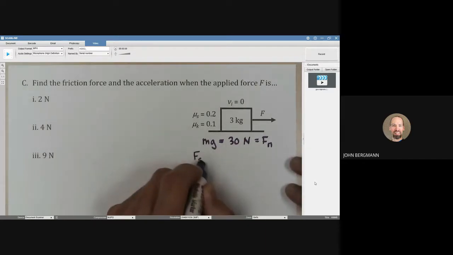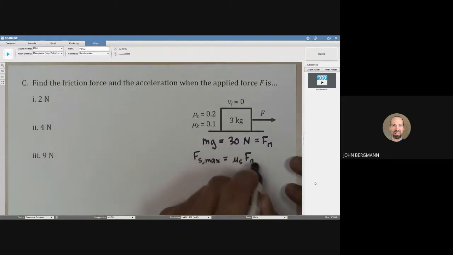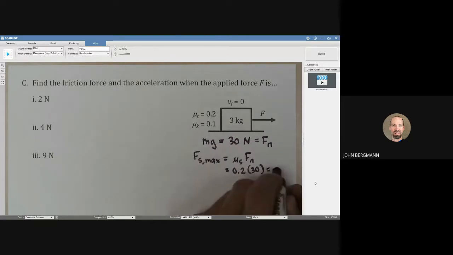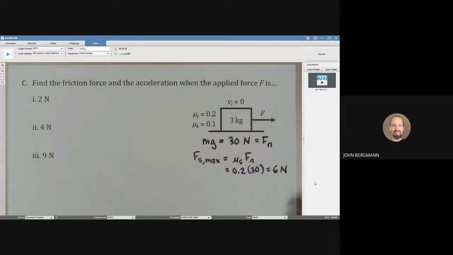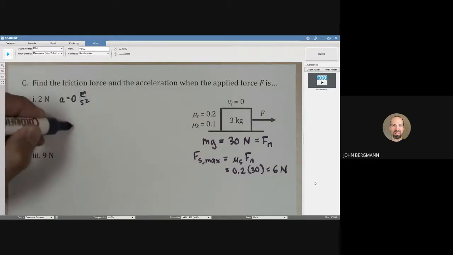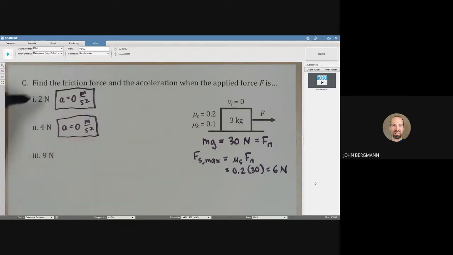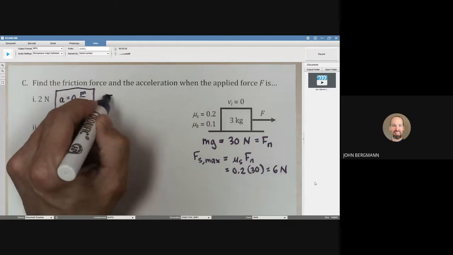The maximum static friction force is the coefficient of static friction times the normal force. Well, that turns out to be 0.2 times 30. That's 1/5 of 30, 6 newtons. Which means until we pull with 6 newtons over here, this thing isn't going anywhere. Over here, when this applied force is only 2 newtons, we can say right now the acceleration is 0. Here the acceleration is also going to be 0. And the friction force is just going to be exactly 2 newtons, and it's going to be static friction.